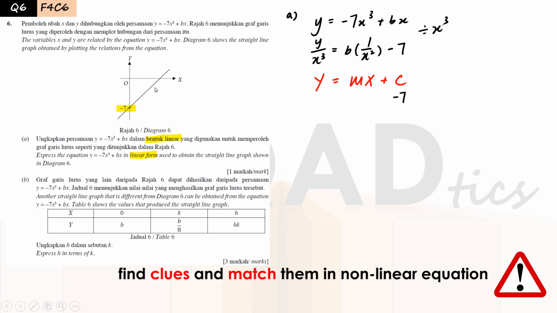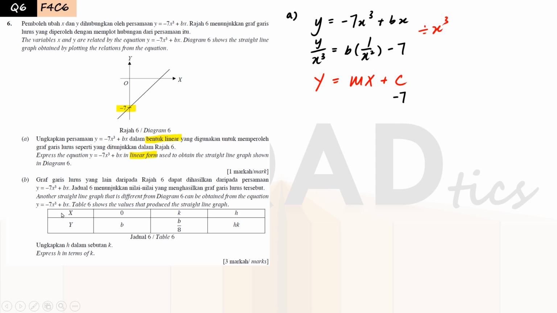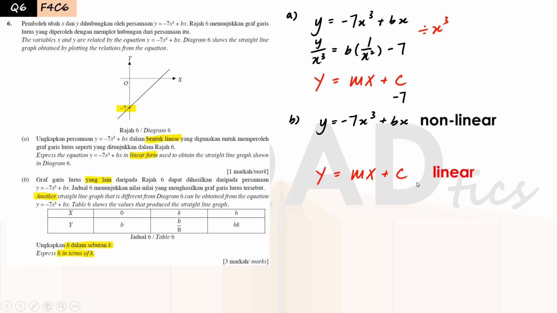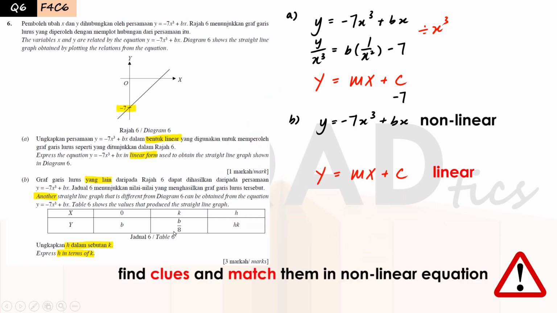in this diagram. And for part B, it says that we can form another linear equation according to this non-linear equation using the information in this table, and we need to express h in terms of k. Alright, so here again, non-linear equation, change to the linear equation, and let's find some clues from this table. If we look here, the value of x is 0, but for y there's a value. So this is actually the y-intercept. So for our c, it will be b.